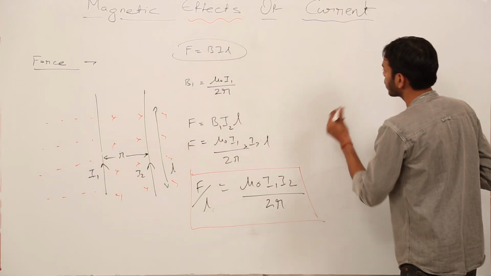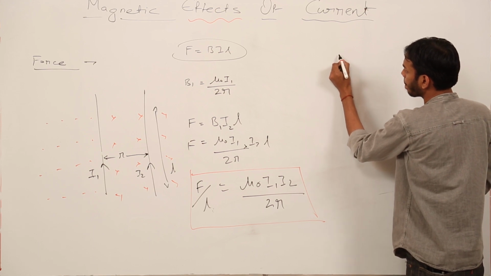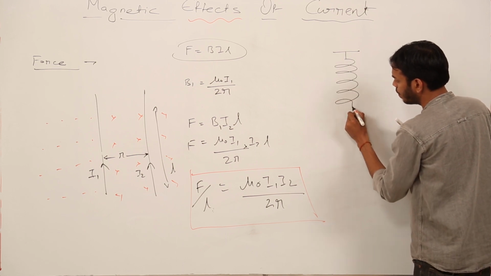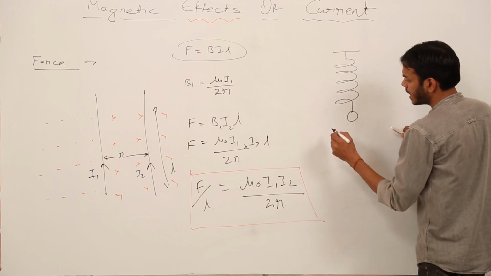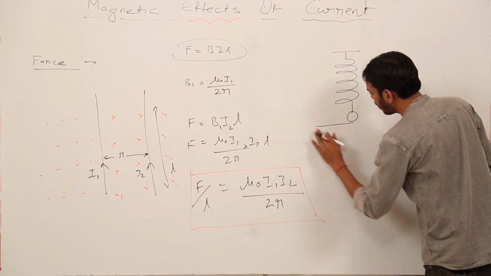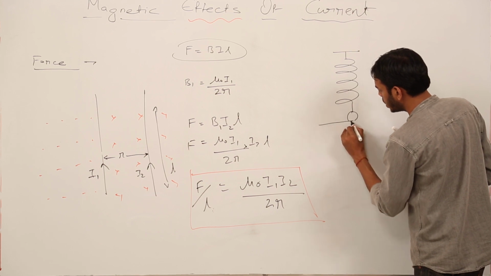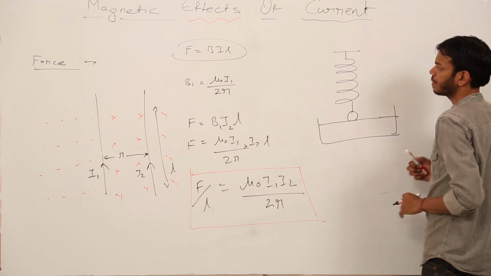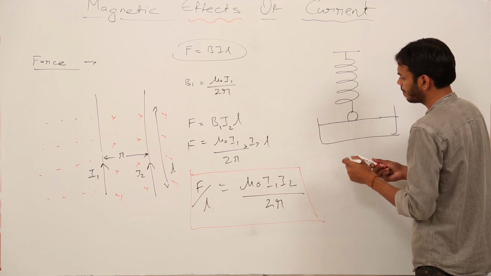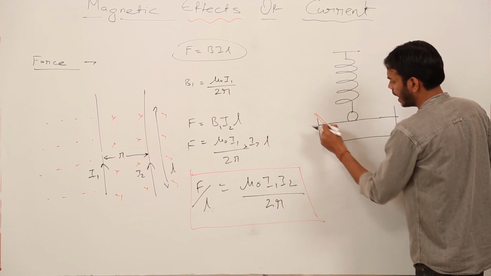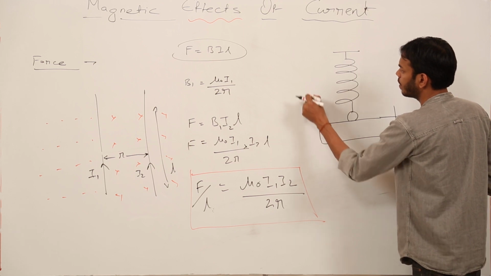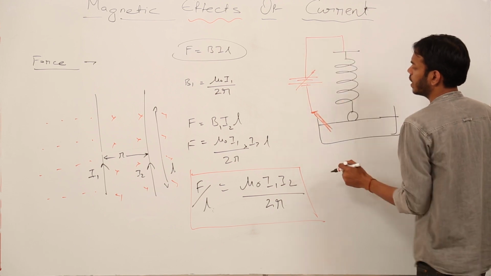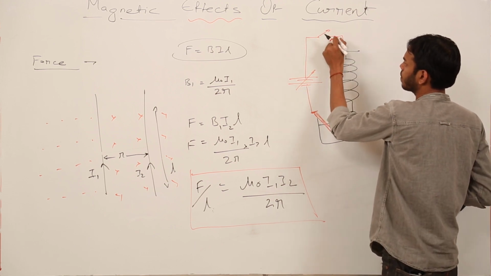Now see this, I have a spring here, I have a spring attached with a bob such that the bob is just touching the mercury placed in this container. Okay, I have a wire here which is connected from this battery, and I have connected this wire to here. I also need to put a switch.